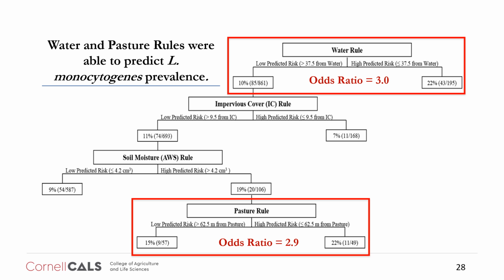And with samples less than 37.5 meters from water, we've seen an odds ratio of 3 compared to the low predicted risk levels for the Listeria prevalence. Similarly, the odds ratio for the pasture rule is 2.9. Therefore, these two factors are the main factors that are driving the model prediction.